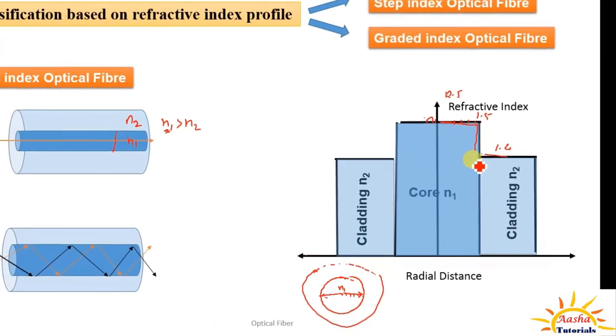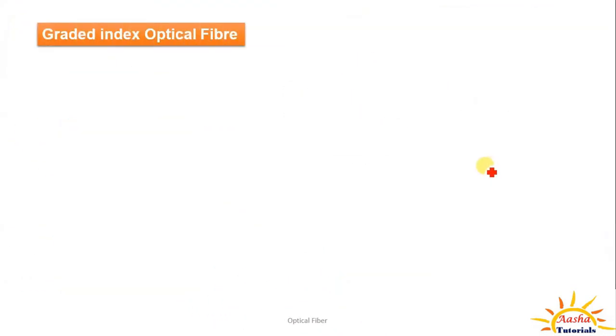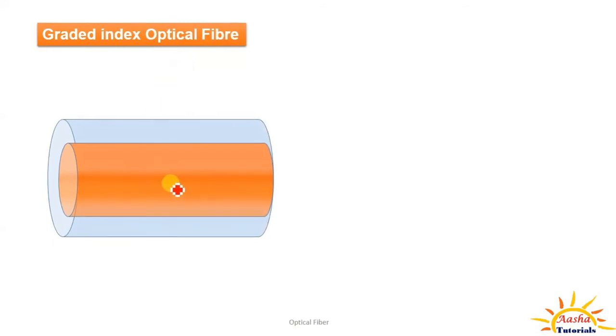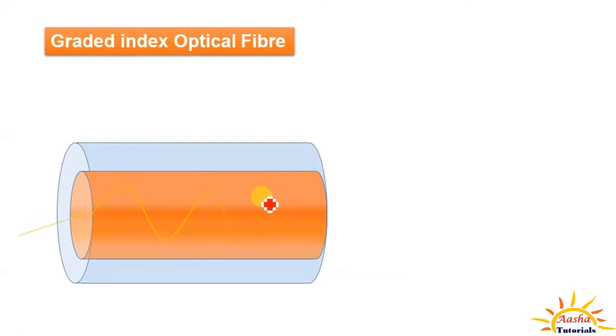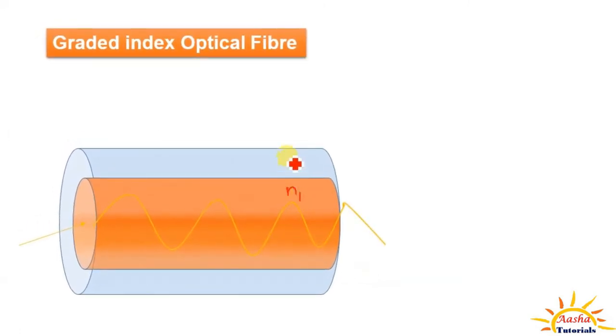Now let us discuss the next type, that is the graded index optical fiber. Graded is the word used for optical fibers with a gradually decreasing refractive index. So how is it? Let's see. In this optical fiber the core has a refractive index N1, and the cladding again has refractive index N2. But unlike in the step index optical fiber, the refractive index of the core is not constant throughout its radial path. At the principal axis, the refractive index of the core is very high. As we go radially outward towards the cladding side, the refractive index gradually decreases.